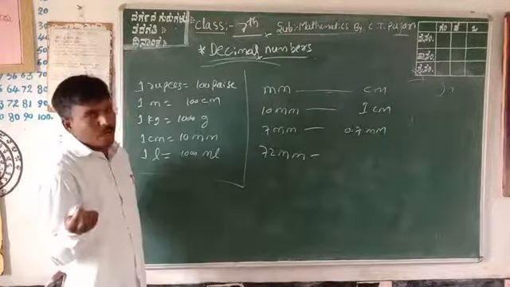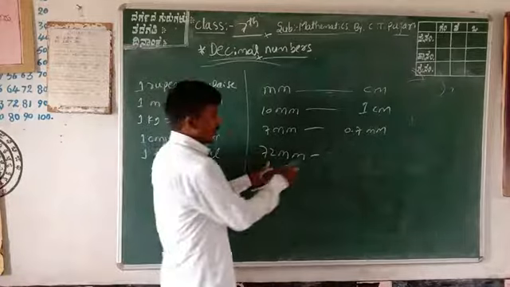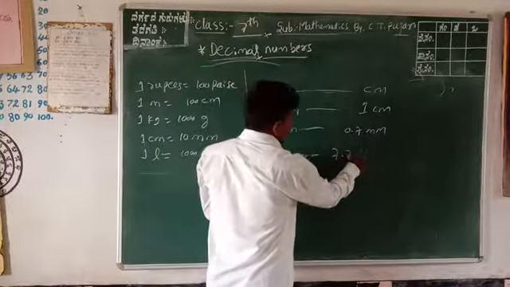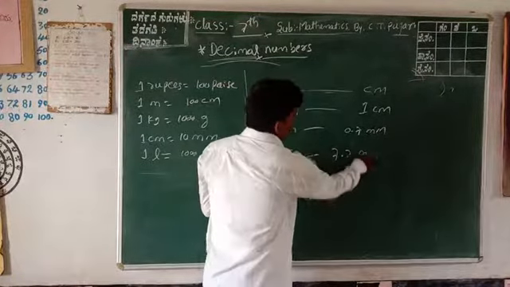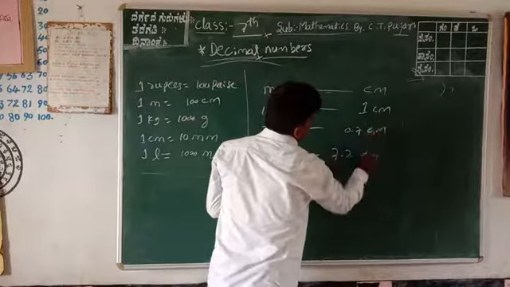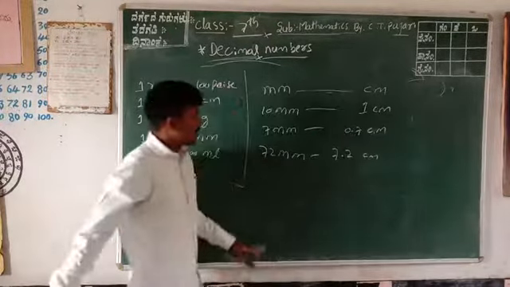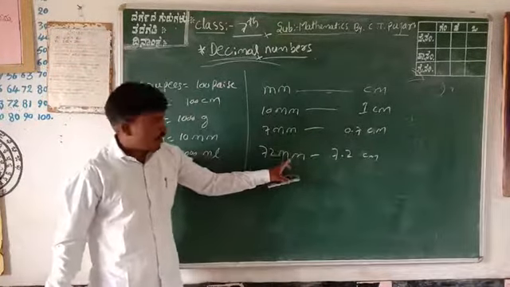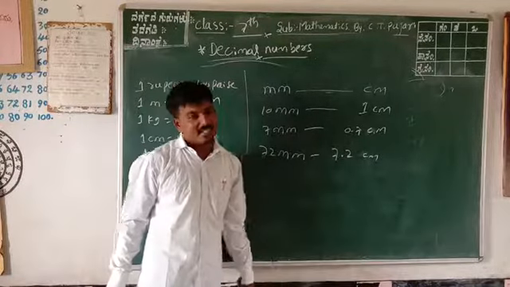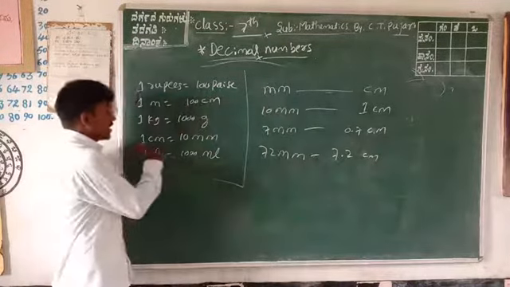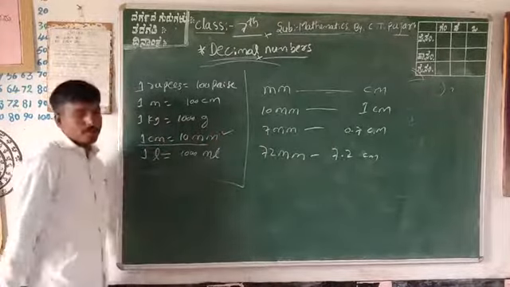Next one, 72 millimeter is equal to how many centimeters? 70 is 7 centimeter, and 2 is 0.2 centimeter. Therefore, 72 millimeter is equal to 7.2 centimeter. This is your conversion of meter, centimeter and millimeter.